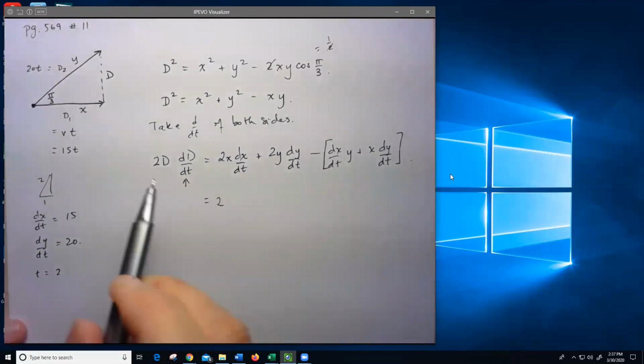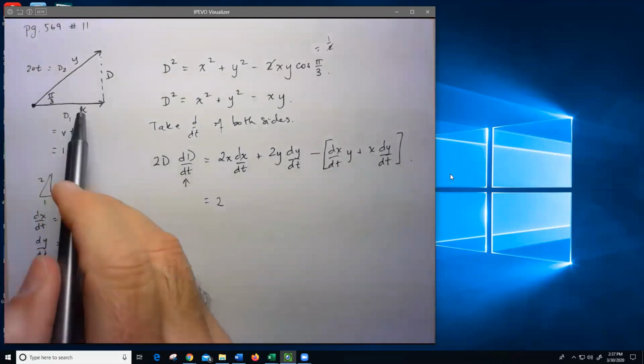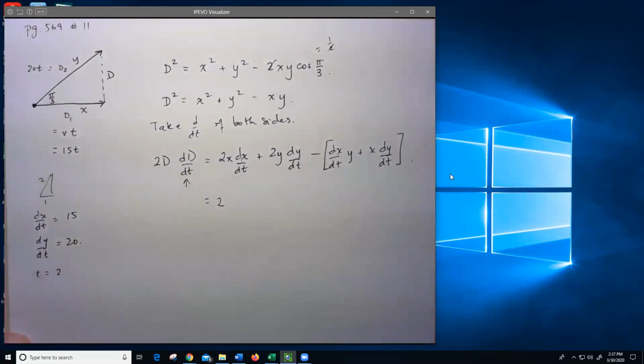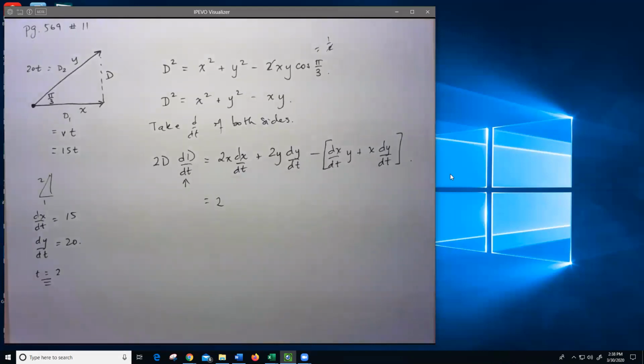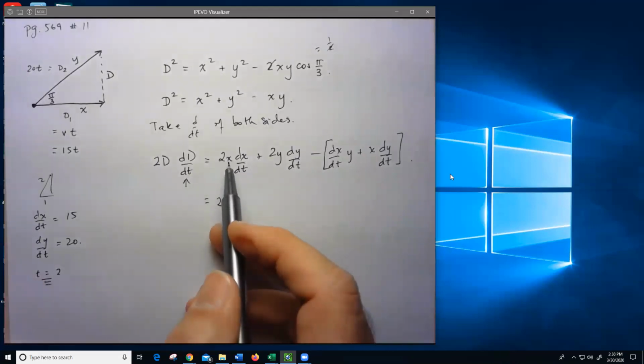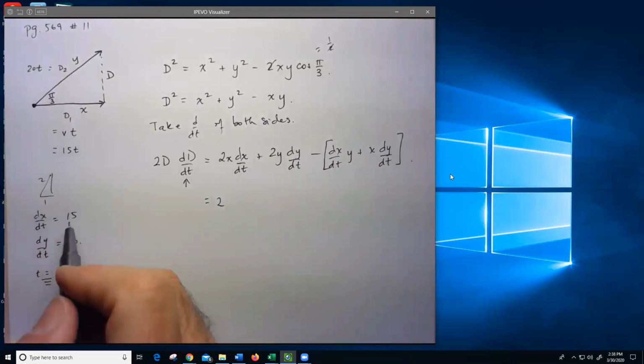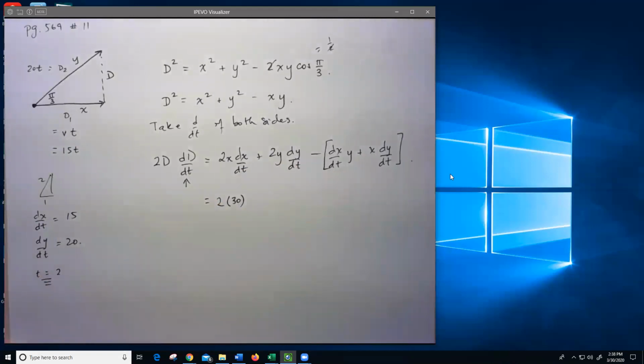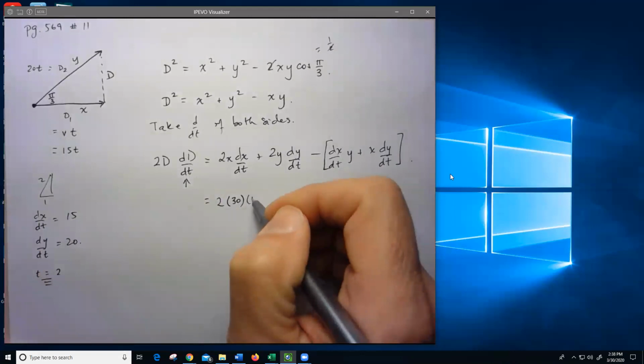2 times, wait a minute, I don't know what x is, or do I know what x is? Can somebody tell me what x is going to be equal to at the moment in time that I'm interested in? There you go, it's going to be equal to 30, because now that I've taken the derivatives, I can now input my specific information, but I'm not inputting it as a time value, I'm inputting it as a distance value, because this one that's traveling at 15 kilometers an hour for 2 hours, this is just equal to 30. And then dx/dt is equal to 15.